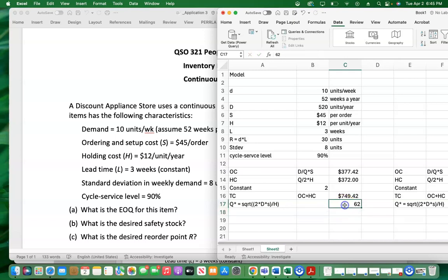Now, if the quantity is 62, you can see that the OC is a little bit more than the holding cost, but we can say they are very close. So we can put 63 and enter. You can see as well that these are pretty close. So if the units are integers, then we could consider 62 or 63. That will be okay, but you can see it will be very close. So that's what I wanted to show.